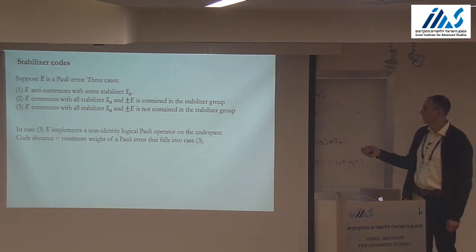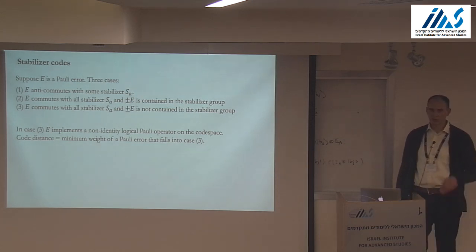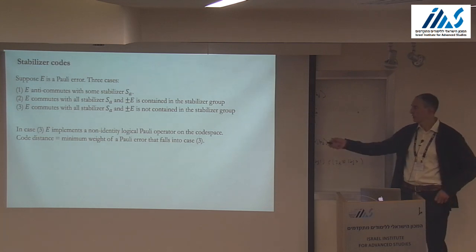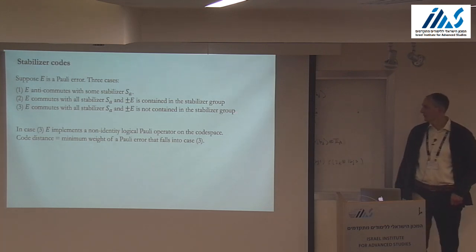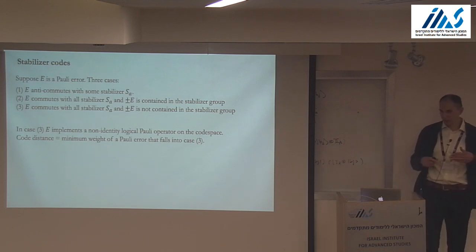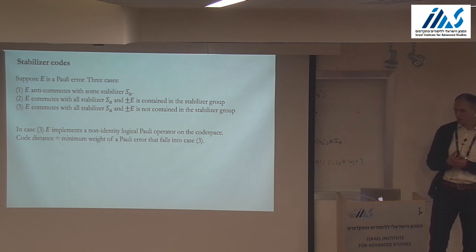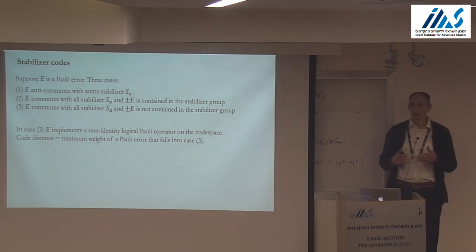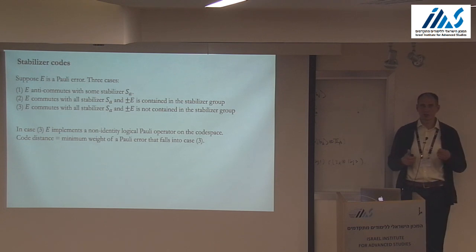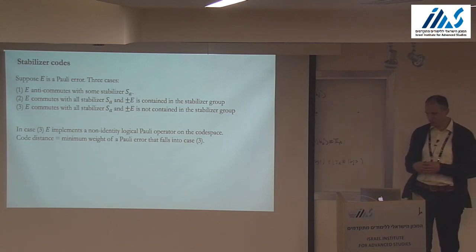Yes, and the distance of a stabilizer code is the minimum weight of a Pauli error that falls into this third case. And there is a simple analytical formula for the distance, but I'm not going to show you because it's not very useful. In general, it's very hard to compute the distance of a quantum code. Yes, it's known that it's NP hard in a certain sense.